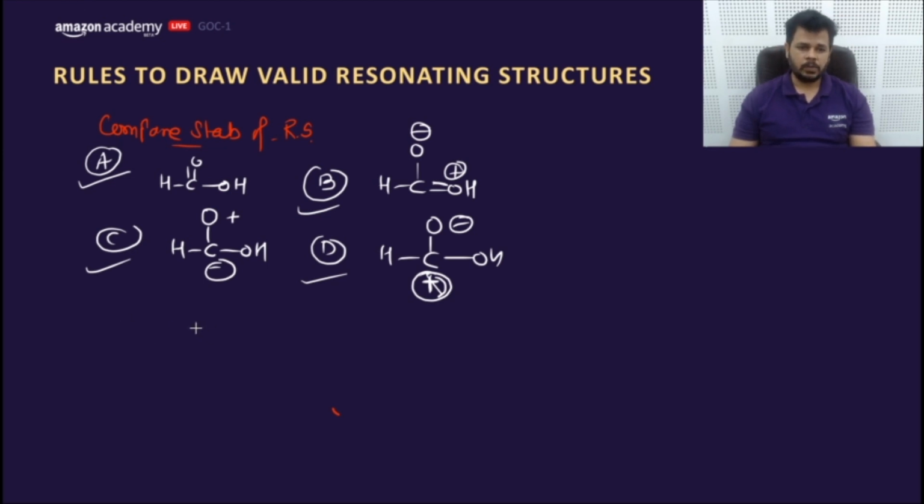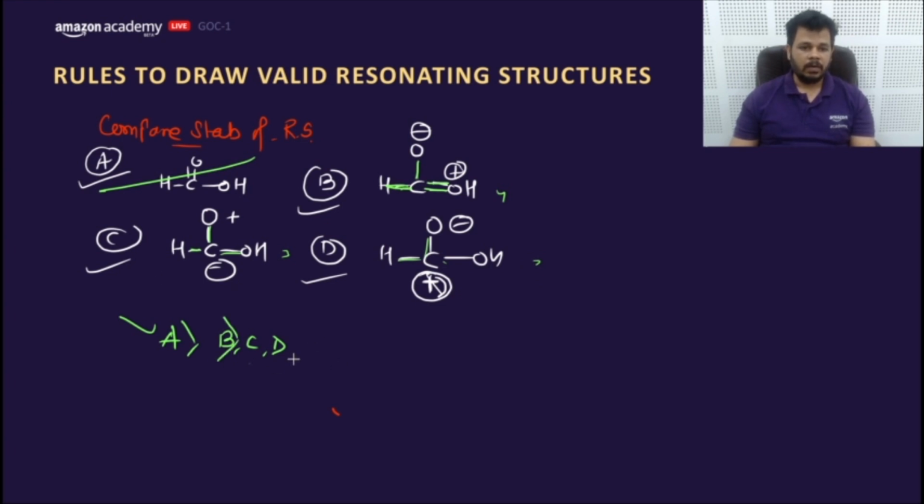Let's apply the first rule. The first rule says non-polar is better than the polar. That means A is better than B, C, and D. So A is the best. Now the second one is the number of bonds. A has 4 bonds, B has 3 bonds, C and D have 3 bonds. That means B is better than C and D.